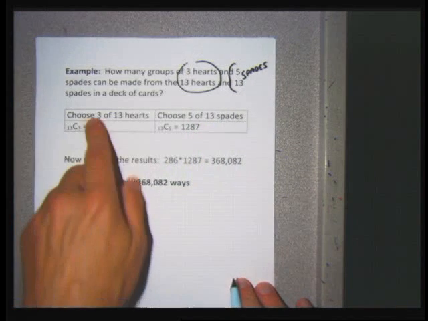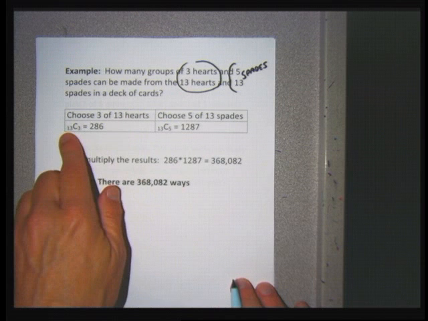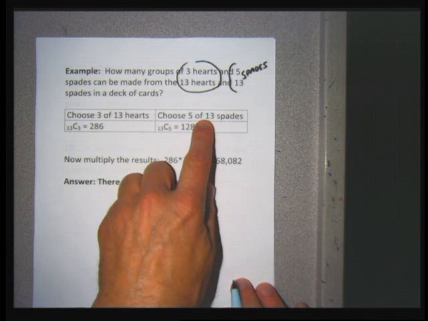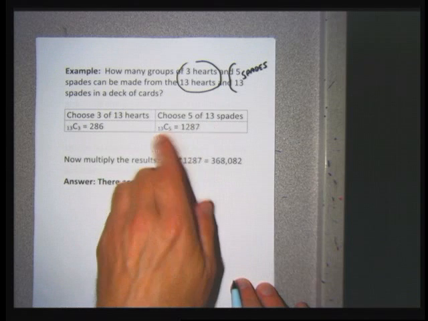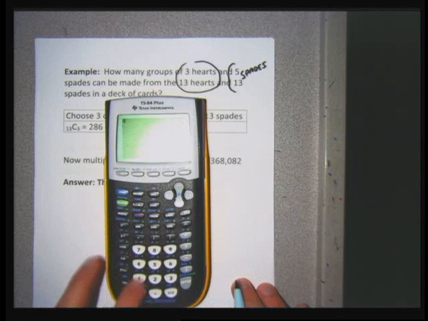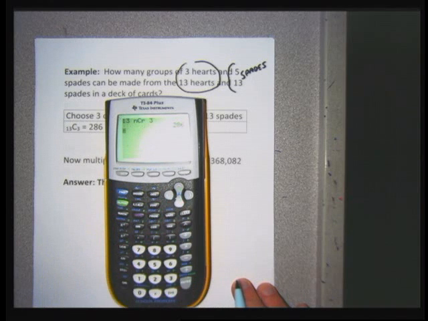First group, I'm picking 3 of 13 hearts, and to figure out how many ways to do that, that's a combination of 13 choose 3. And I'm picking 5 of 13 spades. To figure out how many ways to do that, it's 13 choose 5. And then make sure I did these right. So first I'll do 13 math, choose 3, and get 286.